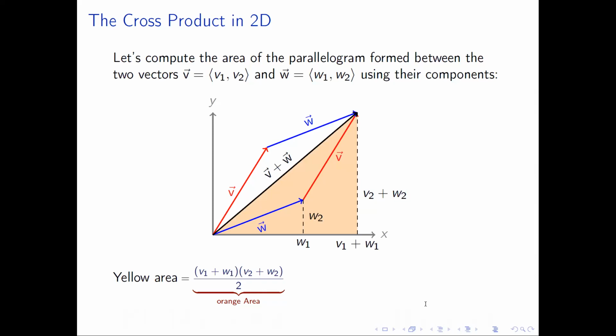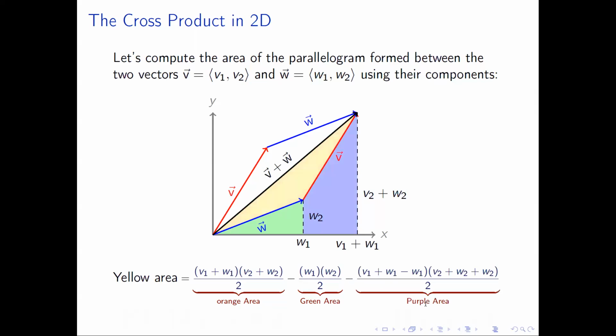But this is not equal to the yellow area. You have to subtract the extras. What are the extras? Extras are this cyan area. Cyan area is kind of complicated, so I'm going to divide it into a triangle and subtract that triangle from the area of the orange. And that triangle, because it's related to the perpendicular drop down from W, that area is going to be W1 times W2 divided by 2.